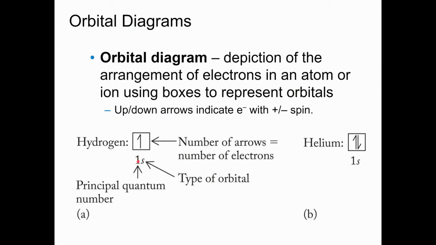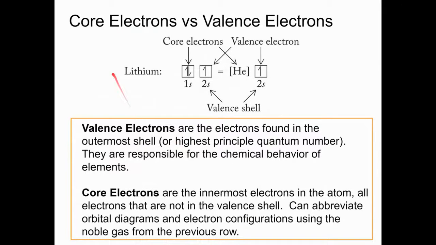So the 1 gives you the principal quantum number, and the s gives you the shape of the orbital, or type of orbital. Now we're going to look at core electrons versus valence electrons. The core electrons are the ones that are inside, close to the core, and the valence electrons are the ones that are kind of outside.